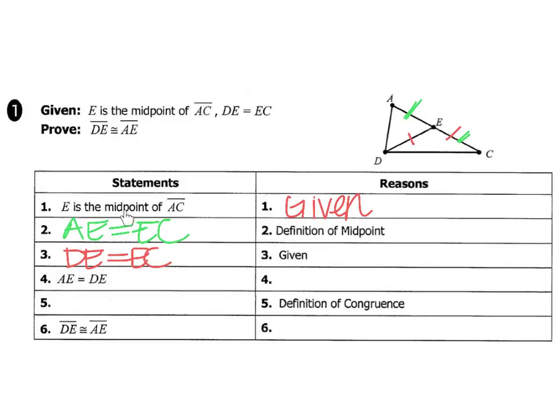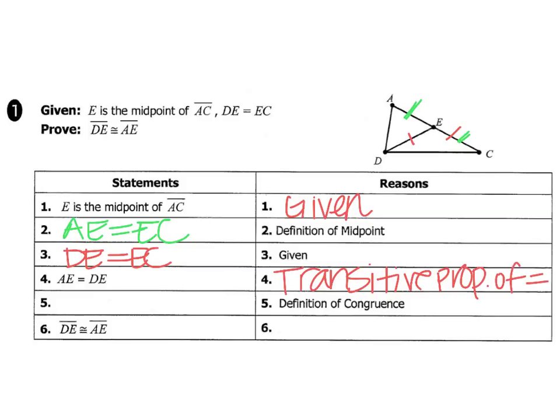So if we're looking back at our previous information, what we're doing here is we're saying that both of these equal EC, right? So if they both equal the same thing, then we can say that these are equal to each other, right? If A equals B, B equals C, then A equals C. If they're both equal to the same thing, they equal each other. And this would be the transitive property. So our reason for statement number 4 is transitive property. And this would be transitive property of equality because we're dealing with the equal sign here.